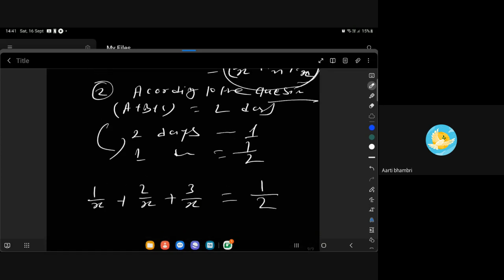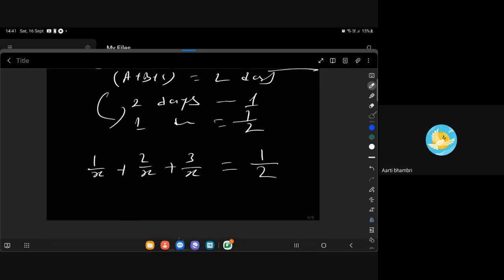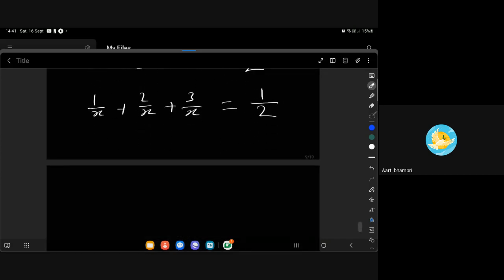So find the value of x from this equation. It will be 6 over x equal to half. So x equals 12. Now you can easily find how much time was taken by each one.